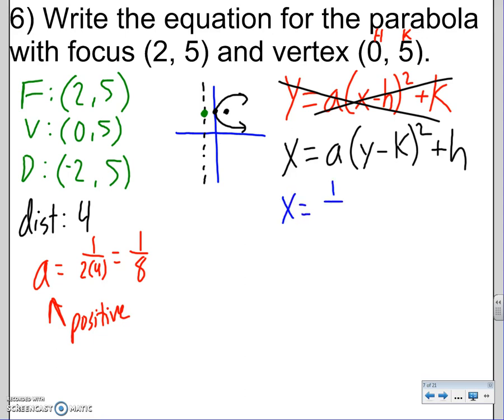Alright, so leave x alone. A we said was positive 1 over 8. Y is the opposite of k, so that's (y minus 5) squared plus 0. If it's plus 0, you don't need it, so I'll just erase this. Here's my answer.